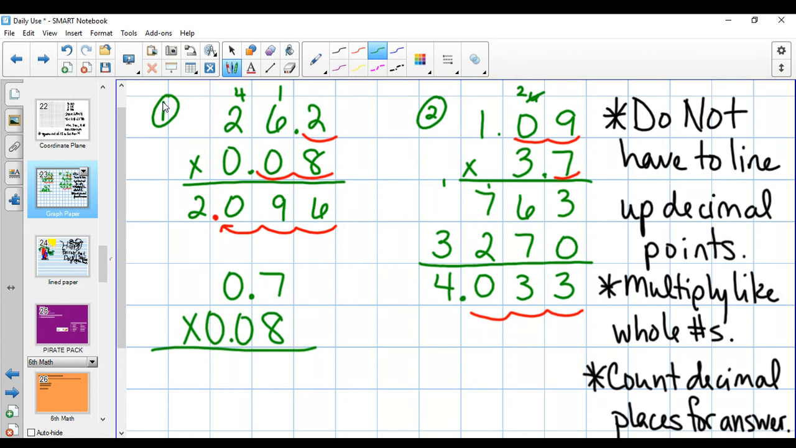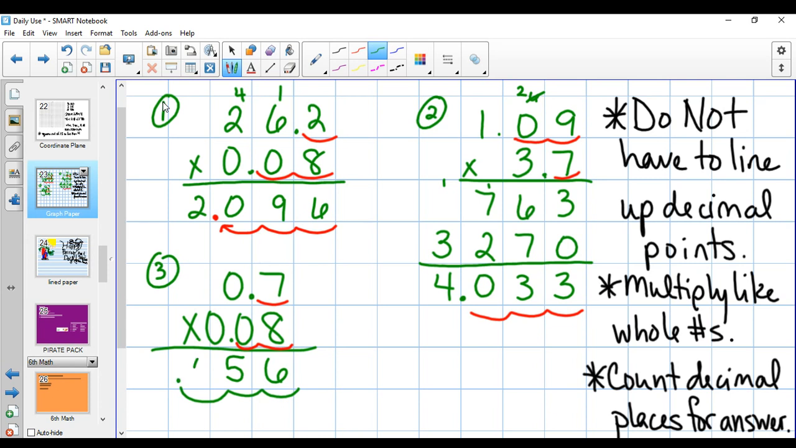Okay, example 3. I have 0.7 or 7 tenths and 0.08 or 8 hundredths as my factors. I'm going to multiply 7 times 8 and get 56. Everything else is zeros, so that's all the multiplication I need to do. But when I look at the decimal places, I have 1, 2, 3 decimal places. So in my answer, again, I'm going to start from the right, and I'm going to go 1, 2, 3.